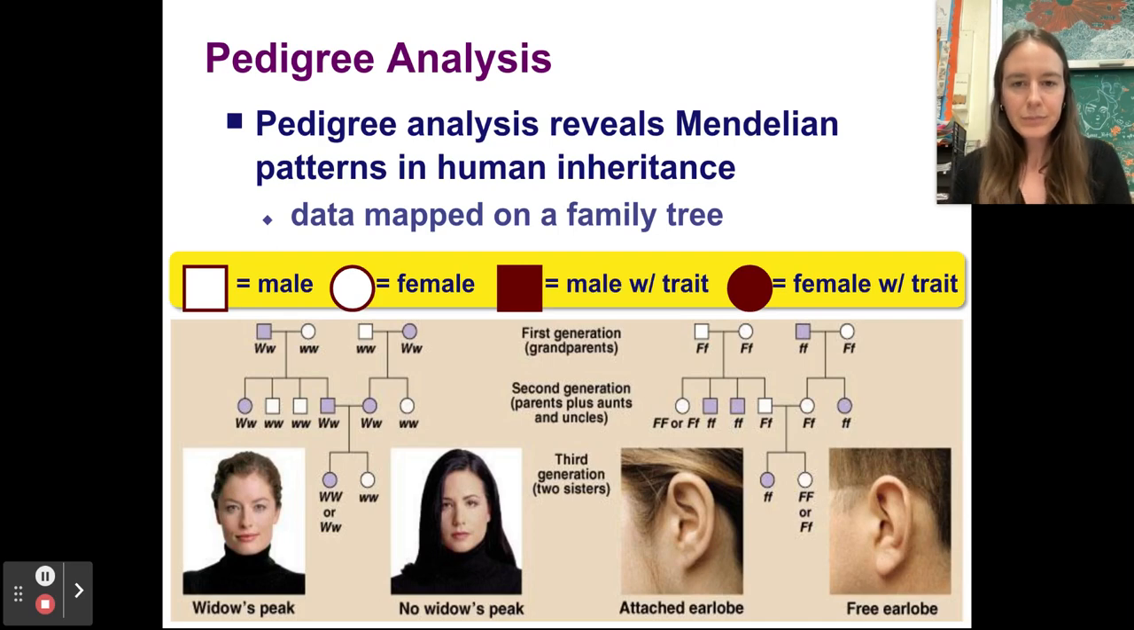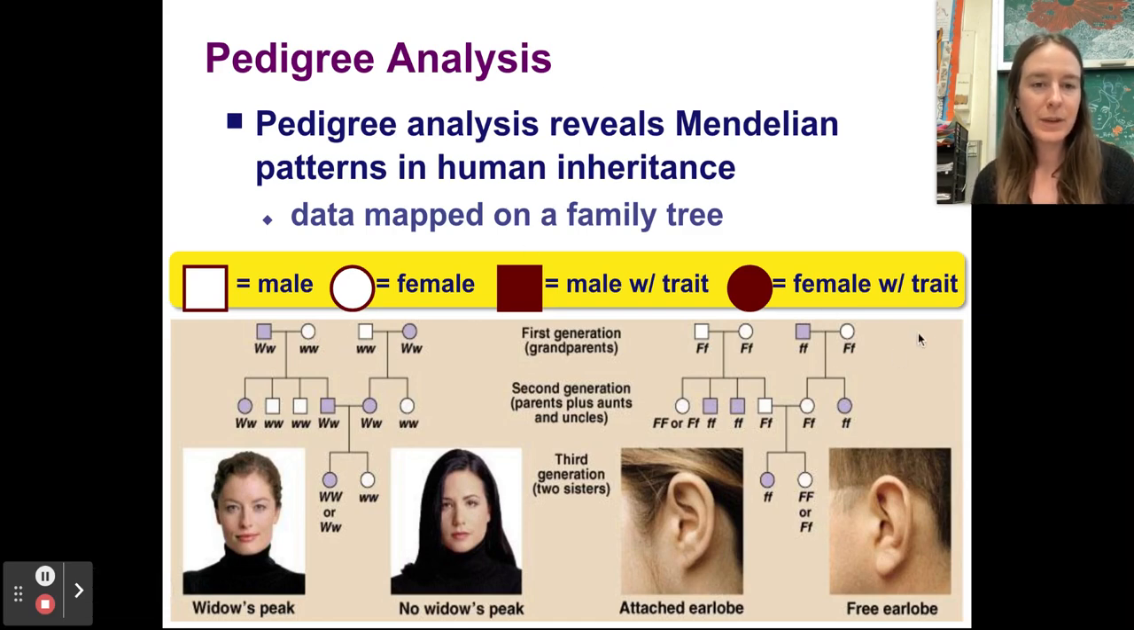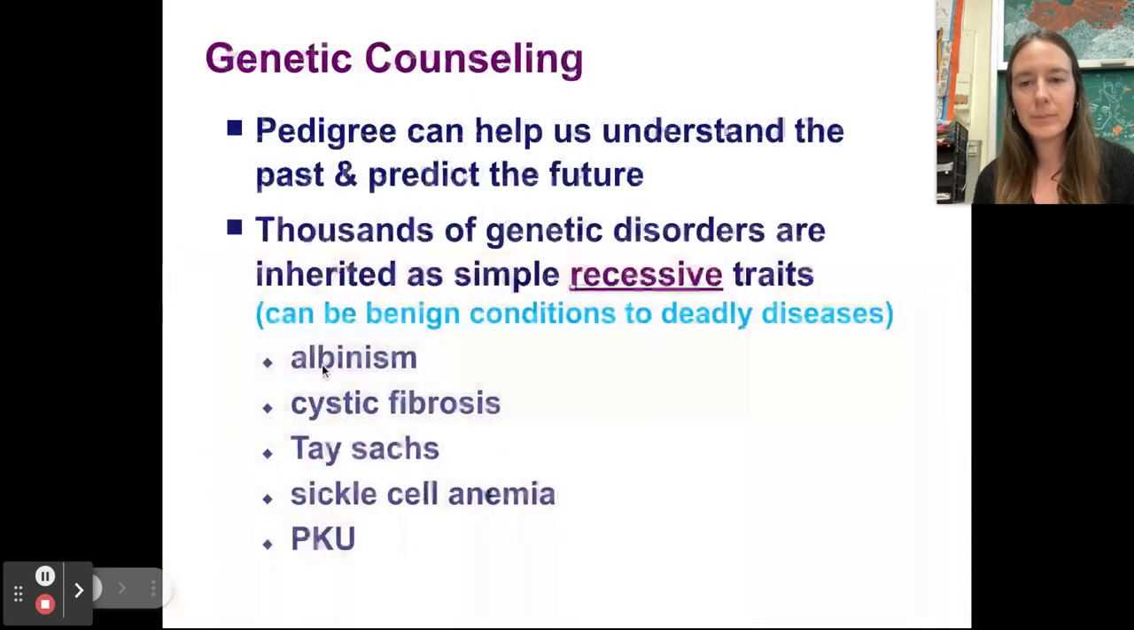Notice that sometimes in pedigrees, in order to have the trait, you have to be homozygous recessive. But in this case, in order to have the trait, you have to have one dominant allele. So you can be heterozygous or homozygous dominant. Okay, so those are two different ways to represent traits on a pedigree.